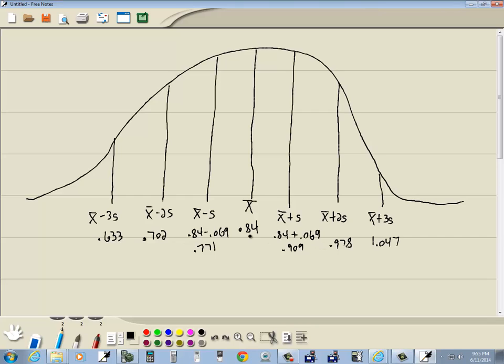Okay, so that's how we get the numbers down here. You start with your mean, you keep adding your standard deviation over and over, and you keep subtracting your standard deviation over and over.